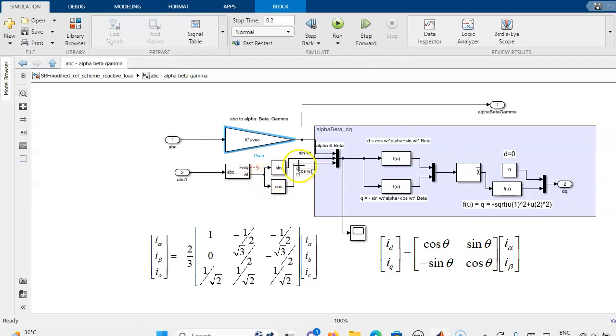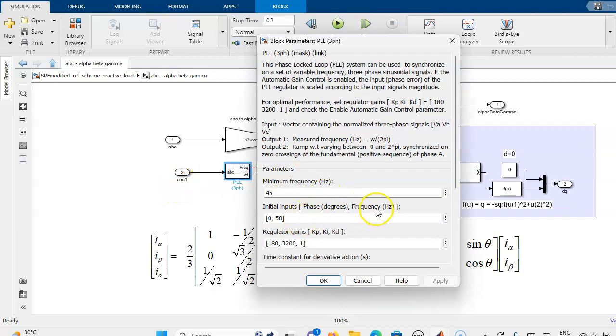Then we have to convert that alpha beta to the DQ component. So we need the cos omega t and the sin omega t terms. The omega t we are getting from the PLL. So this is the voltage input. The voltage is connected here. So this is VABC.